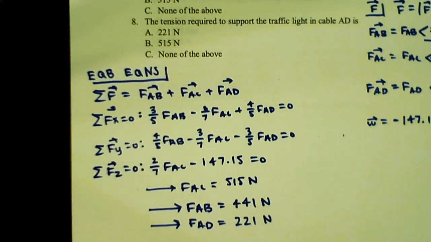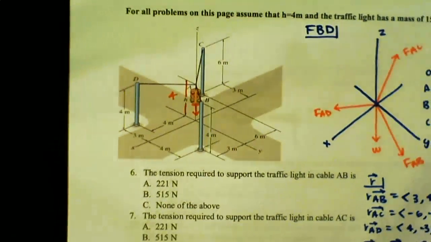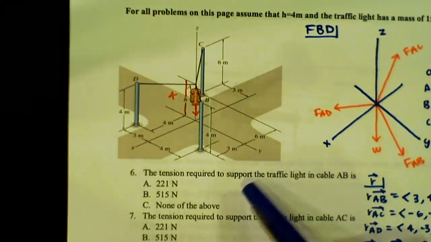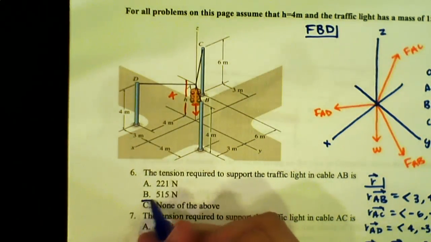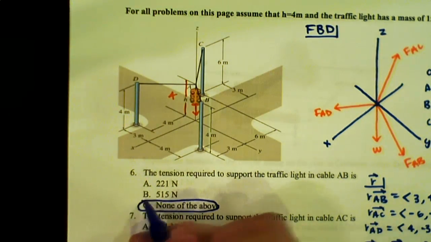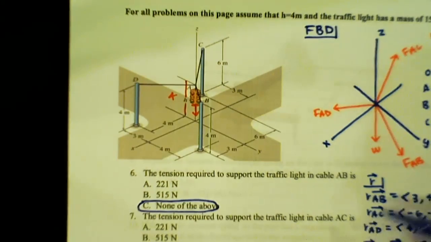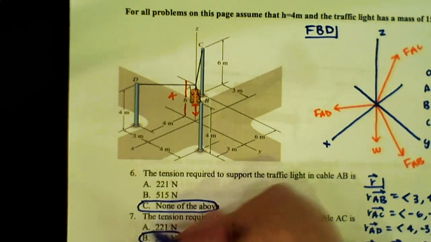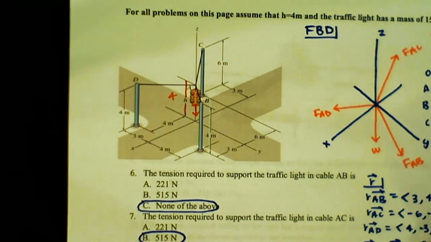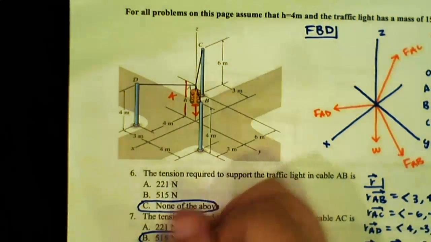Okay. So if we look at our questions, it said the tension required to support the traffic light in cable AB. We found cable AB to be 441 newtons. So what is our answer? None of the above. For AC, we found that it is 515. So in that case, it would be B. And then for cable AD, we found that it was 221, so that it is going to be A.